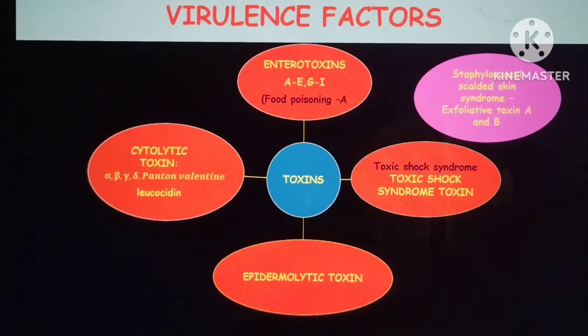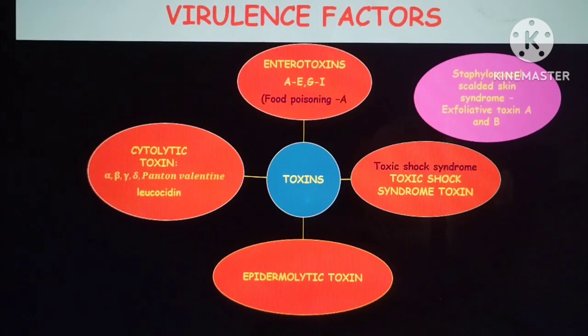Next, we will discuss toxic shock syndrome. It is caused by toxic shock syndrome toxin. Here you want to remember one point: it is most common in menstruating women who are using vaginal tampons. Next are the epidermolytic toxin and cytolytic toxins, which include alpha, beta, gamma and delta, and Panton-Valentine leucocidin. These are the toxins you want to remember here.